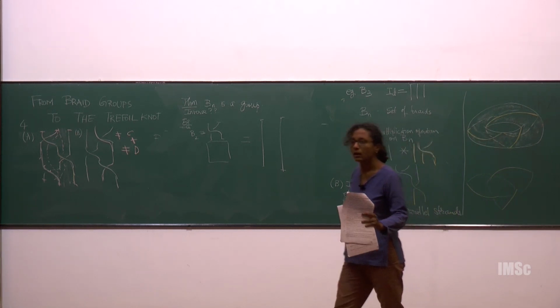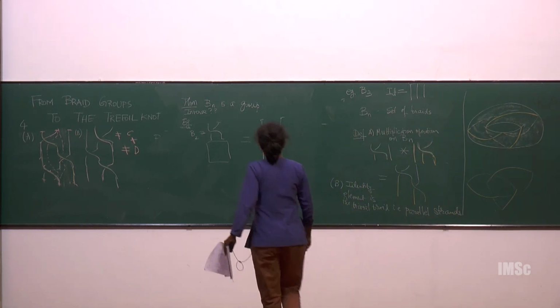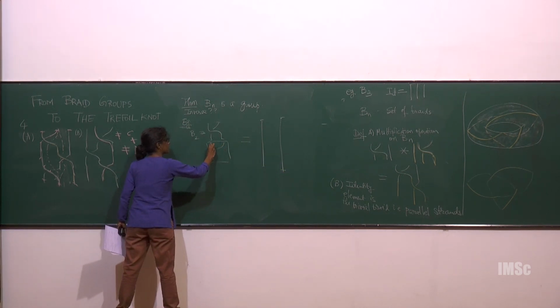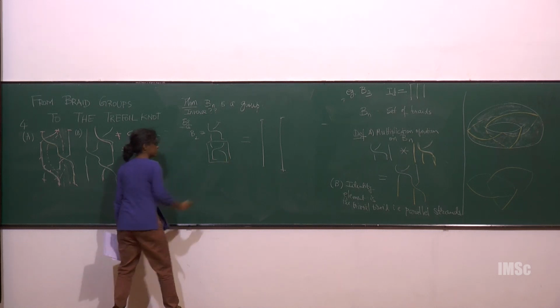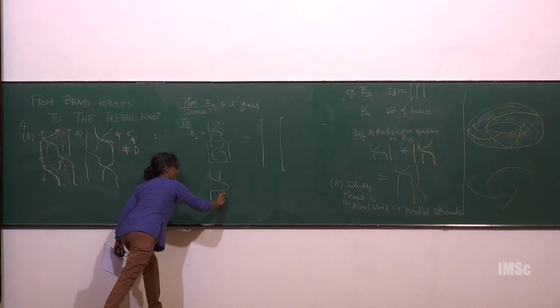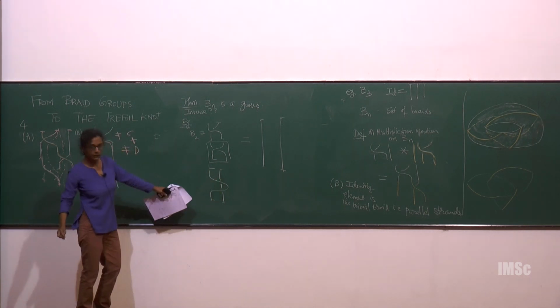Yes, you want to? Replace the undercrossing by an overcrossing. So if I do this and multiply, I get something like this. This is the effect of multiplication.